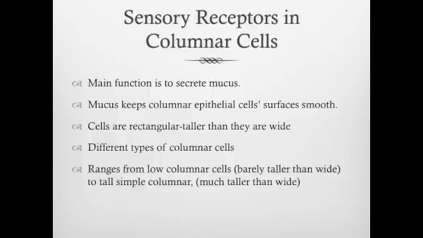There are several different types of columnar cells, which range from a low columnar cell, which is like a short, somewhat fat column, to a tall simple columnar, which is tall and skinny.